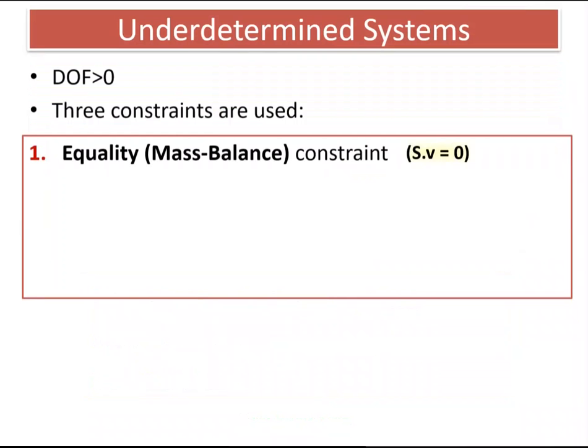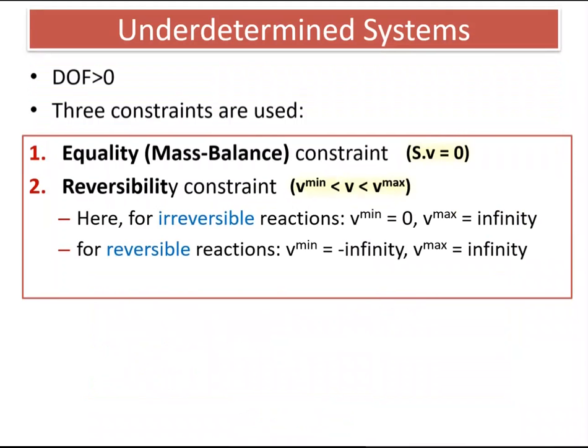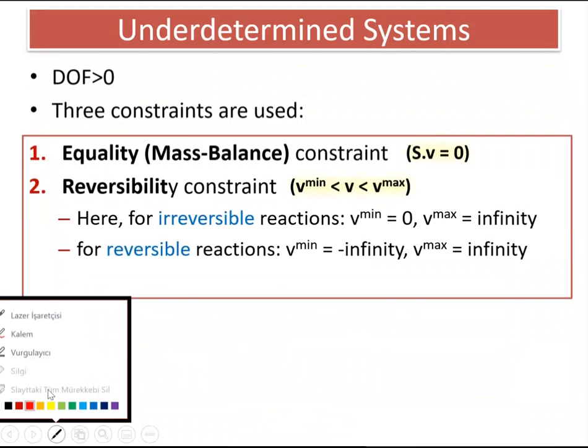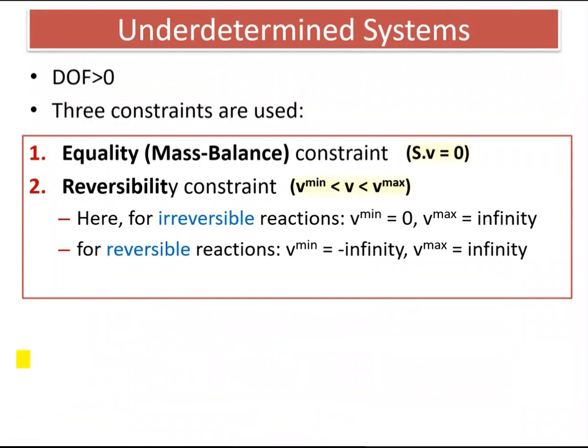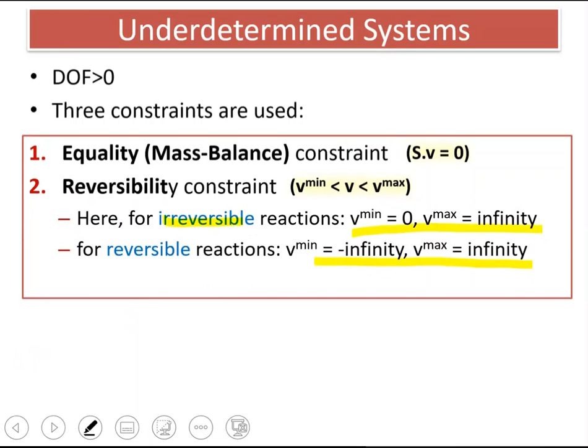Equality or mass balance-based constraints. This is S dot V equals 0. Reversibility constraints. This is based on whether the reaction is reversible or not. For reversible reactions, the reaction rate can take any value between -infinity and +infinity. For irreversible reactions, the rate has to be positive.